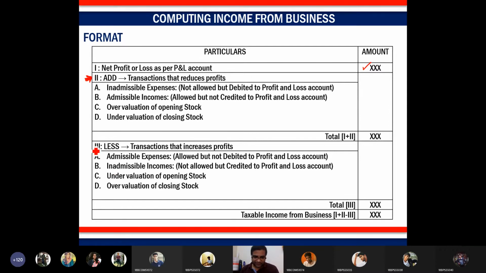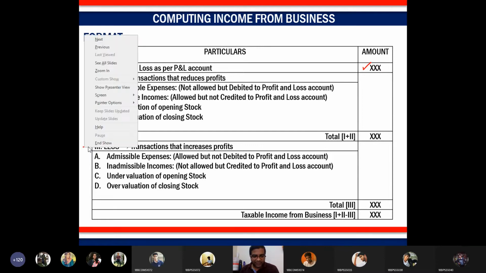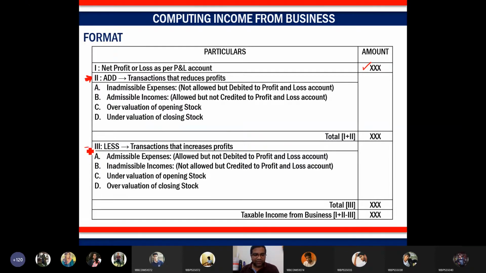Step number three is to deduct all those transactions that increase the net profit. So the entire table has only three steps. Take the net profit, add those transactions that reduce the net profit, and step number three, deduct all those transactions that increase the net profit. Once you're done with these three steps, you get the final answer, which is income from business. This is how you're supposed to prepare this statement, right?